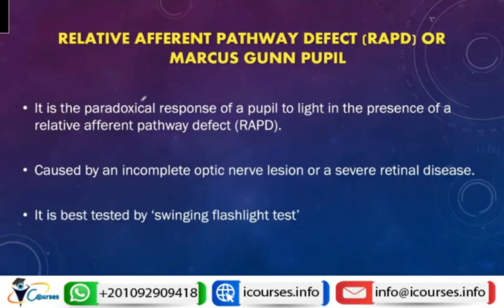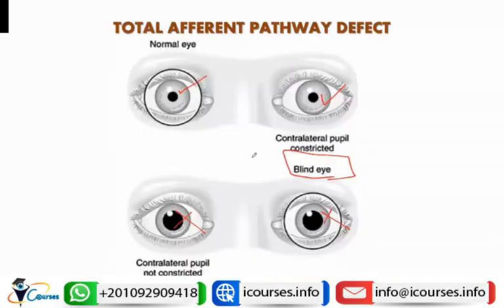If the lesion is not completely destructive to the retina or the optic nerve, then, just to say, the afferent pathway consists of 5 stations. It starts from the retina, then the optic nerve, then the chiasma, then the optic tract, and finally the pretectal nucleus. So any lesion involving any one of these 5 areas can cause afferent pupillary defect, which could be total or relative.